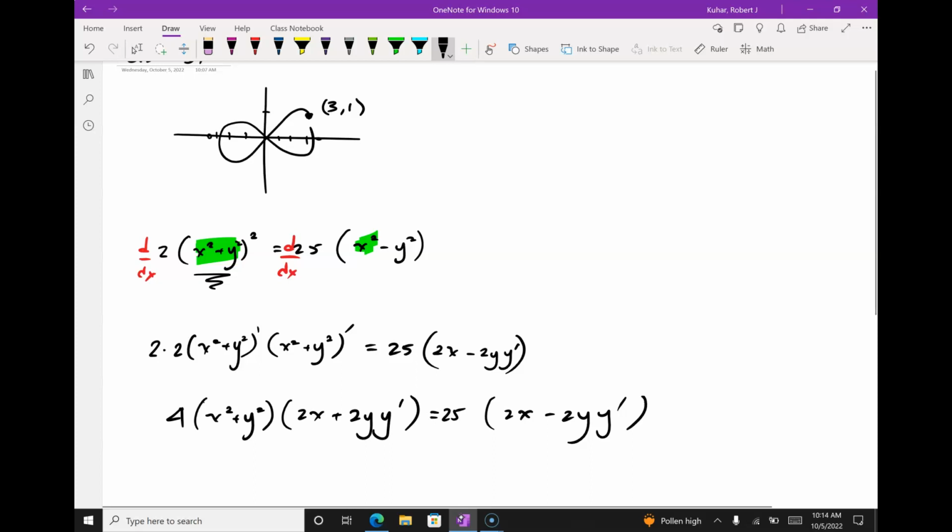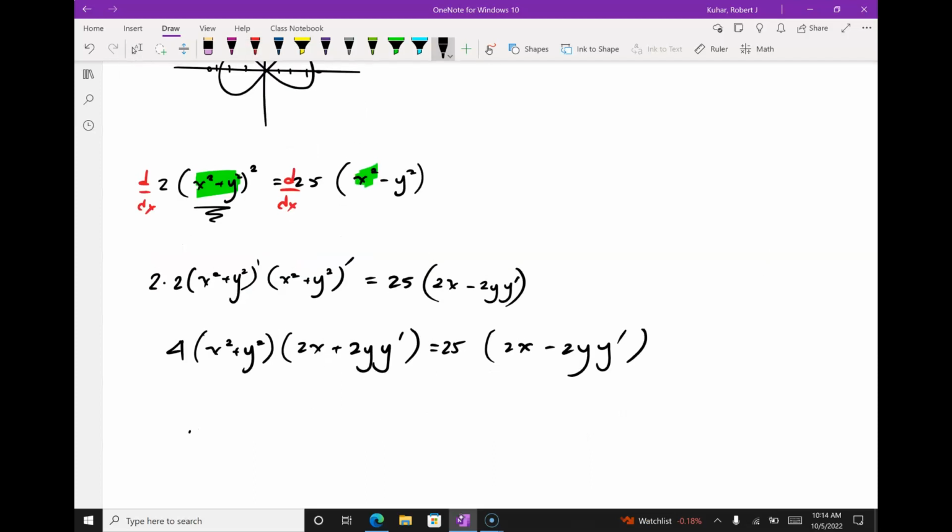I could solve this for y prime, but it's so ugly. I don't want to waste the time. And Robert will say to you, don't find y prime, find a slope. What that means is x is going to be 3, so every x becomes a 3, every y becomes a 1. So 2 times 3 plus 2 times 1 times a y prime. You see, I'm putting in every x is 3, every y is 1. And of course, what I'll have left is just y primes.